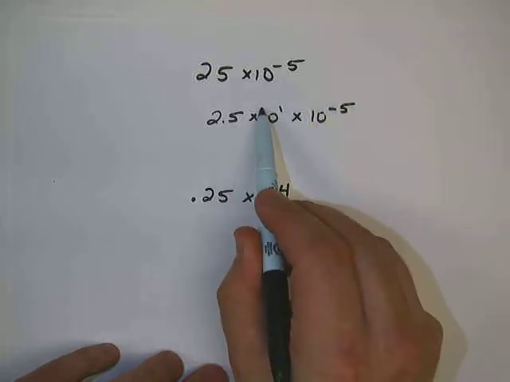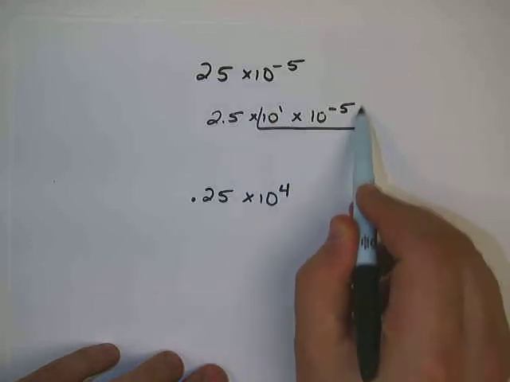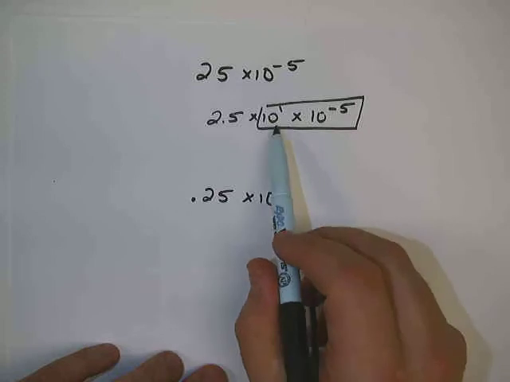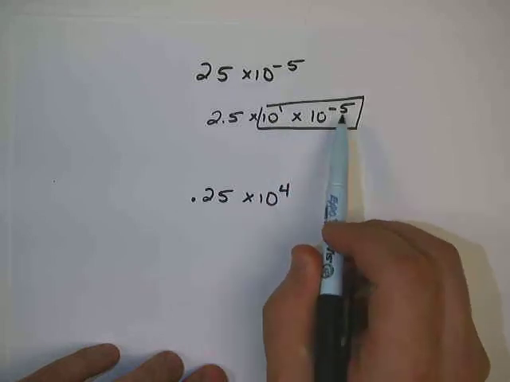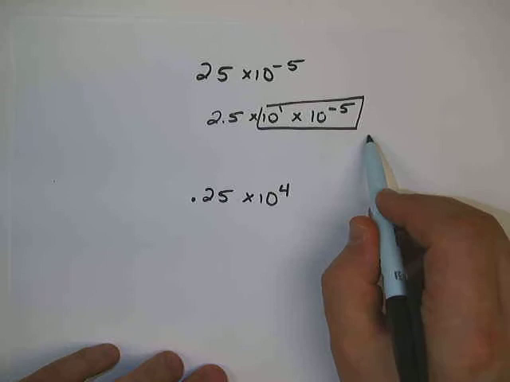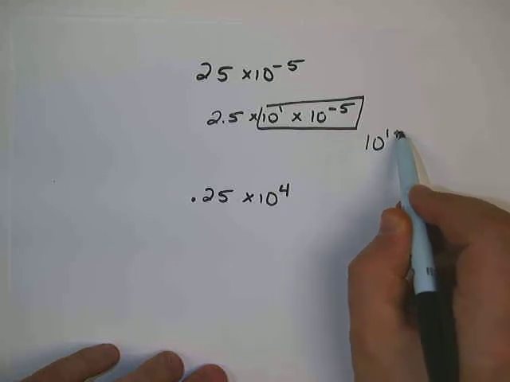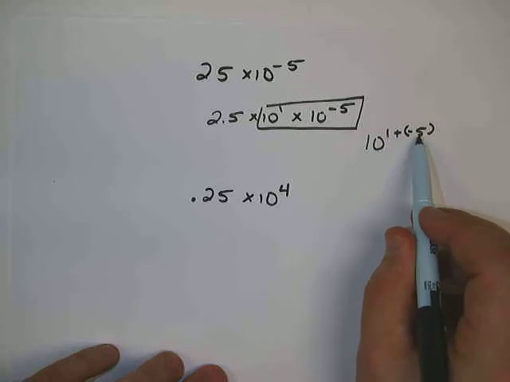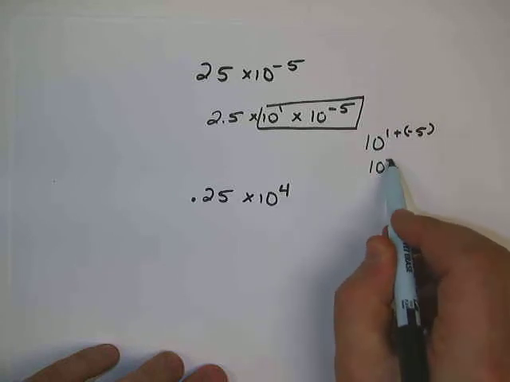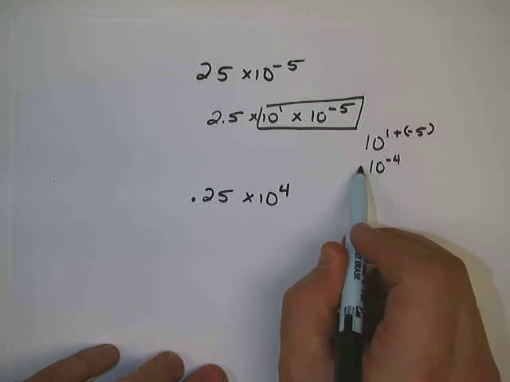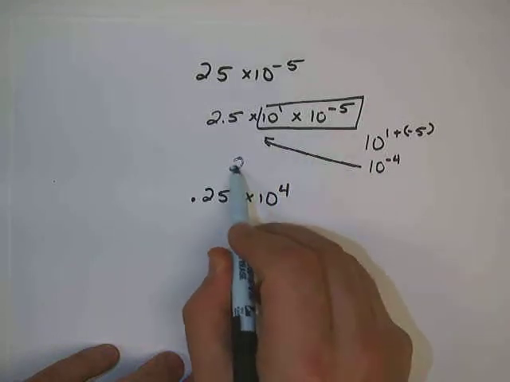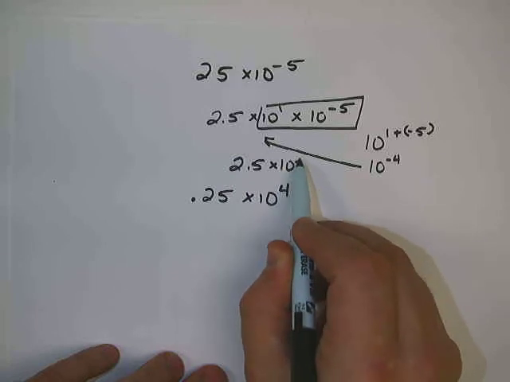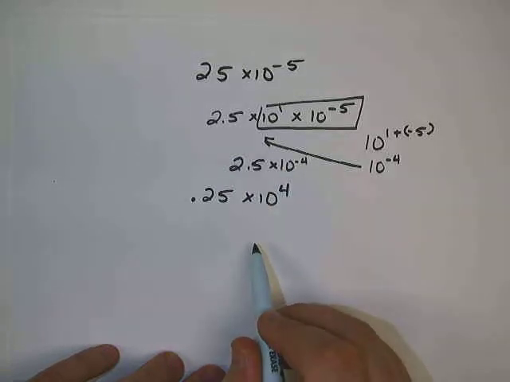And then we're going to deal with this part of the problem just like we would using the rules of exponents, because 10 to the first times 10 to the negative fifth means we're going to look at 10 to the first plus negative 5. And 1 plus negative 5 gives us 10 to the negative fourth. We're then going to bring that back over here, and now we have 10.5 times 10 to the negative fourth for our answer on that problem.